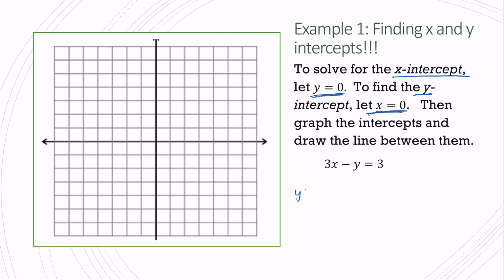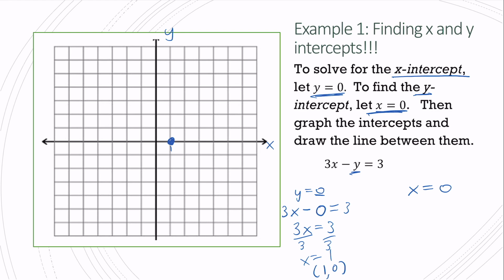So I'm going to let y equal 0, and I'm going to let x equal 0. When y is 0, I have 3x minus 0, because I'm substituting 0 in for y, is 3. That leaves me with 3x is 3. I divide both sides by 3 to get x equals 1. So this gives me the ordered pair 1, 0 for my x-intercept. So when x is 1, y is 0, this is my x-intercept.